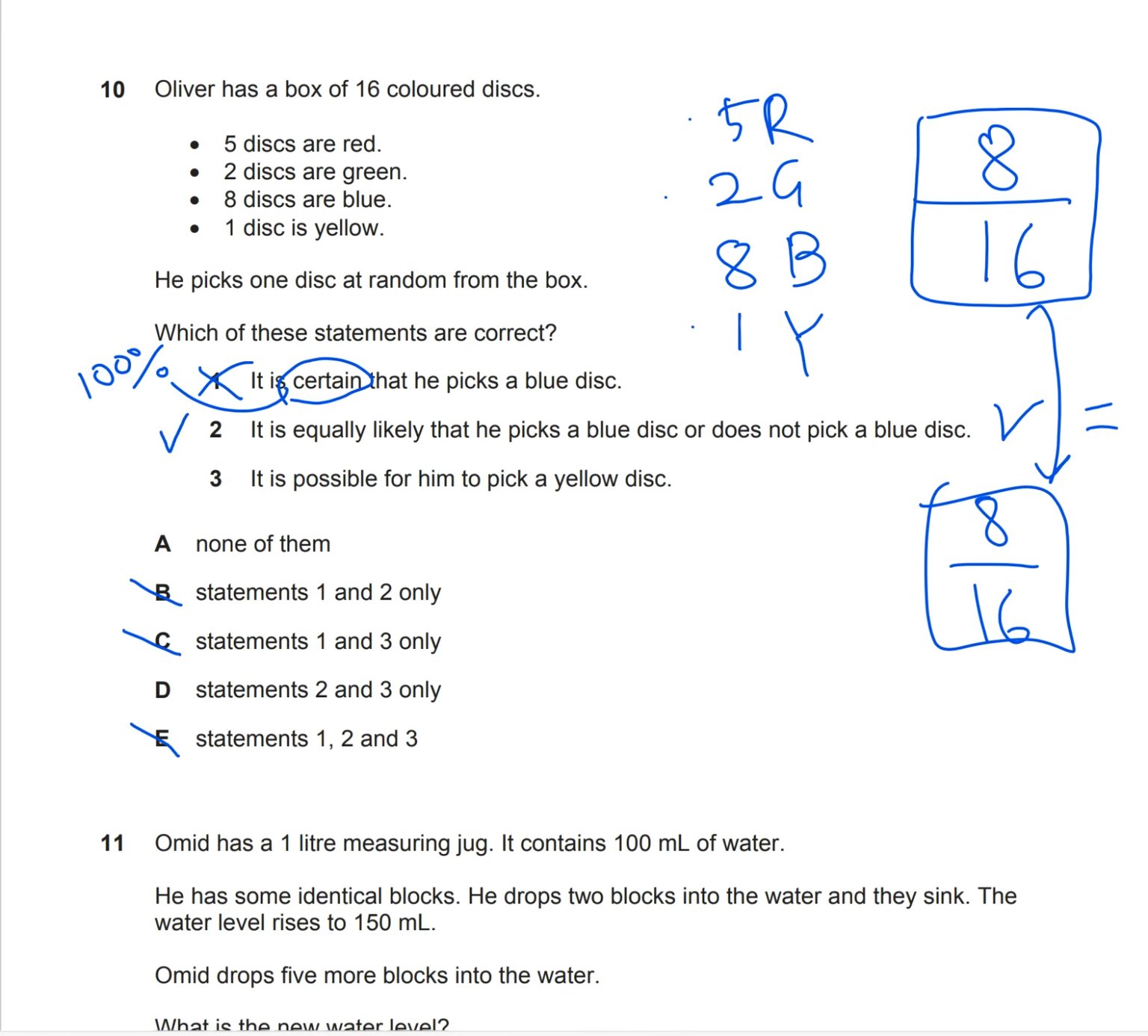And the third one, it is possible for him to pick a yellow disc. It's not likely, but it is possible. So 3 is correct. So the answer is 2 and 3, which is option D.